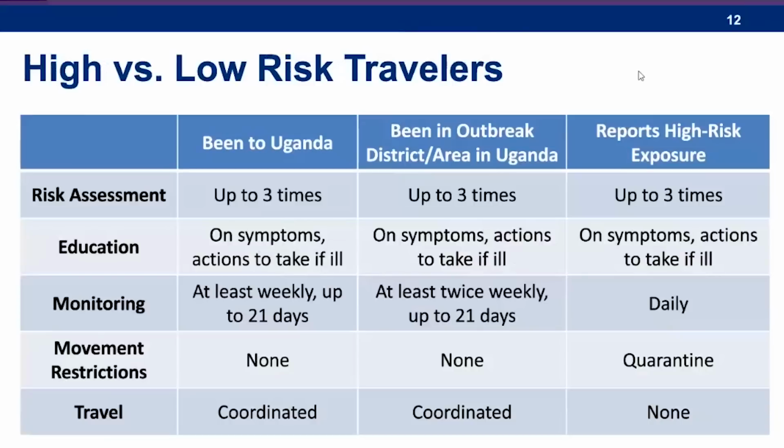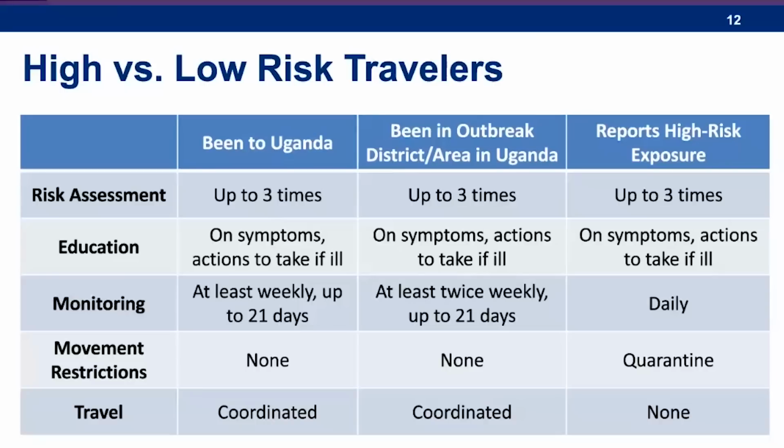So this is a table that shows these high-risk travelers in 3 particular categories. The first we have is having just been to Uganda, and there they would get this risk assessment up to 3 times, like we talked about on the previous slide. They all get educated on symptoms and actions to take if ill. We want people who have been to Uganda to not just show up at a medical provider. We want to tell them where to go and how to coordinate this so we can minimize whatever anxiety or chaos might be happening in a particular medical facility. They'll be monitored at least weekly, up to 21 days, and there's no movement restrictions on just somebody who has been to Uganda. We will try and coordinate their travel if they do have travel.